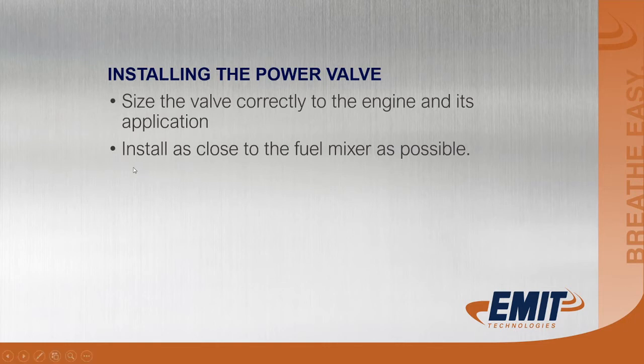Getting any more than about 6 inches away, the window of control gets smaller and smaller. By the time you're 12 inches away from the carburetor, there's really no use for the digital power valve at that point in time. The window is so small, you'll be forever trying to override manually.